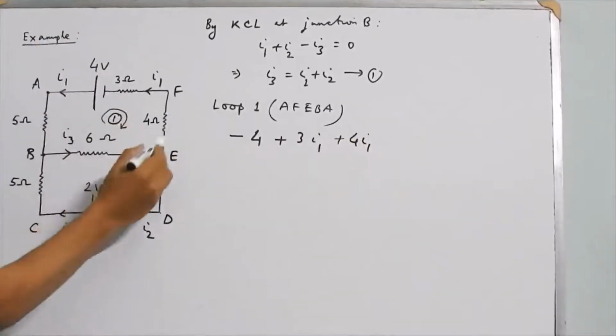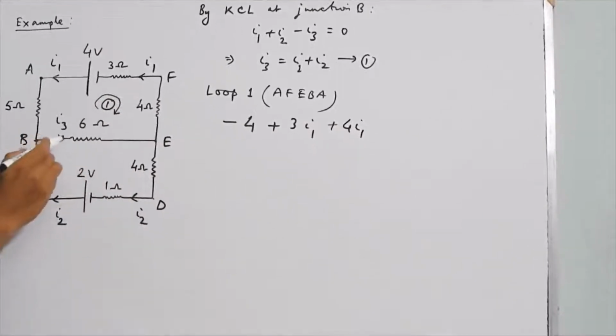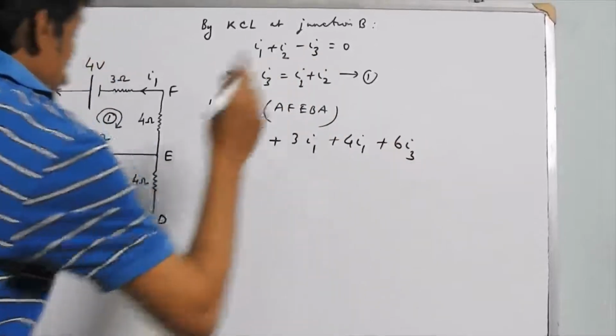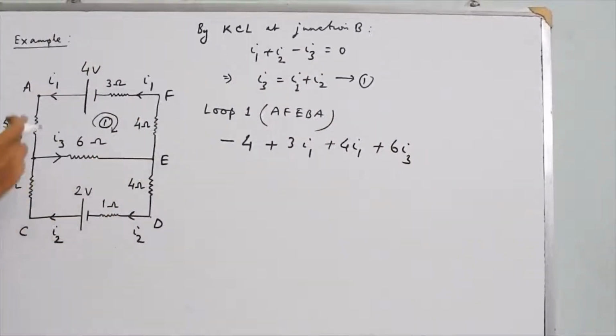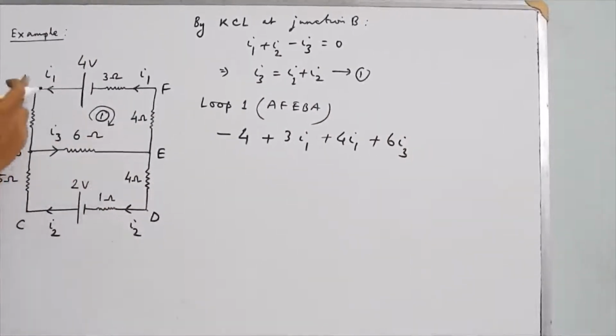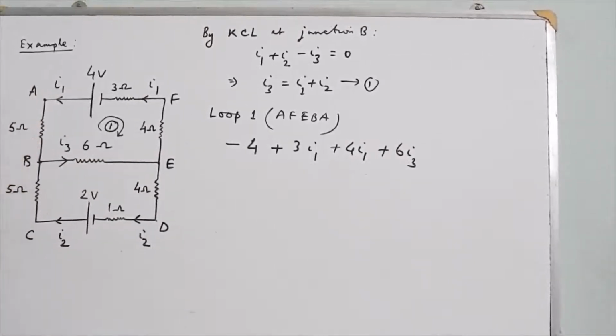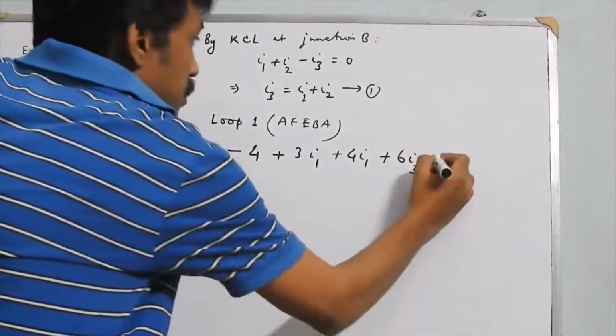Now we are moving in this direction. We are again moving opposite to I3. So this will be 6I3. Then we come back in this sense to close the loop. So definitely we are moving opposite to I1. So again 5I1 should be taken as positive.